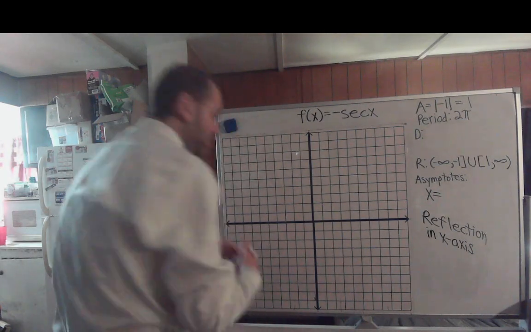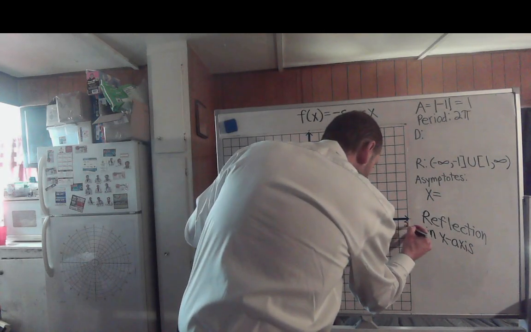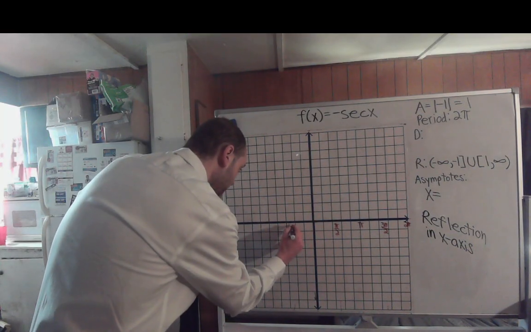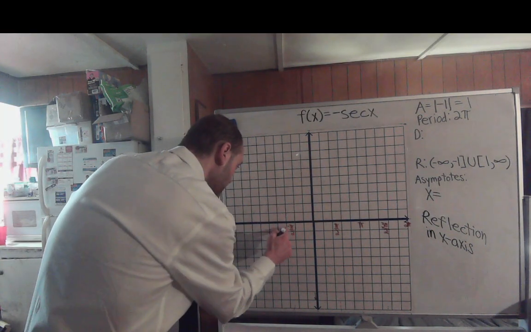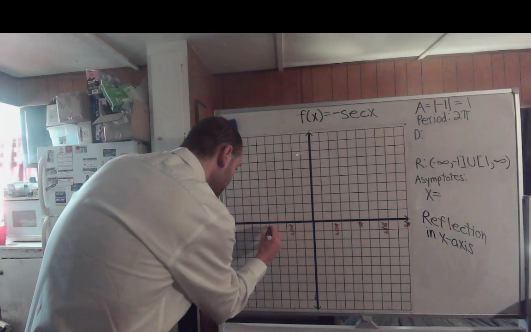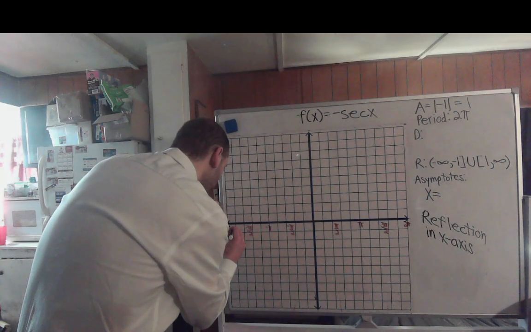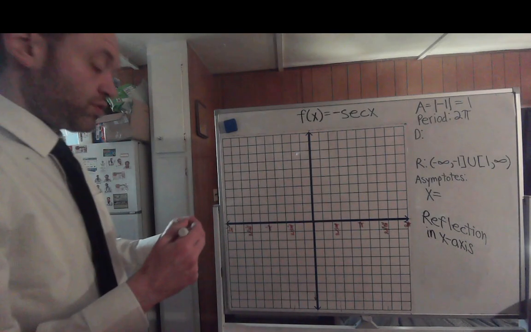Now, let's go ahead and plot all the critical points here. So 2 pi. Here's 3 pi over 2. Here's pi. Here's pi over 2. Negative pi over 2. Negative pi, negative 3 pi over 2, negative 2 pi. All right, so there's all of our critical points plotted.